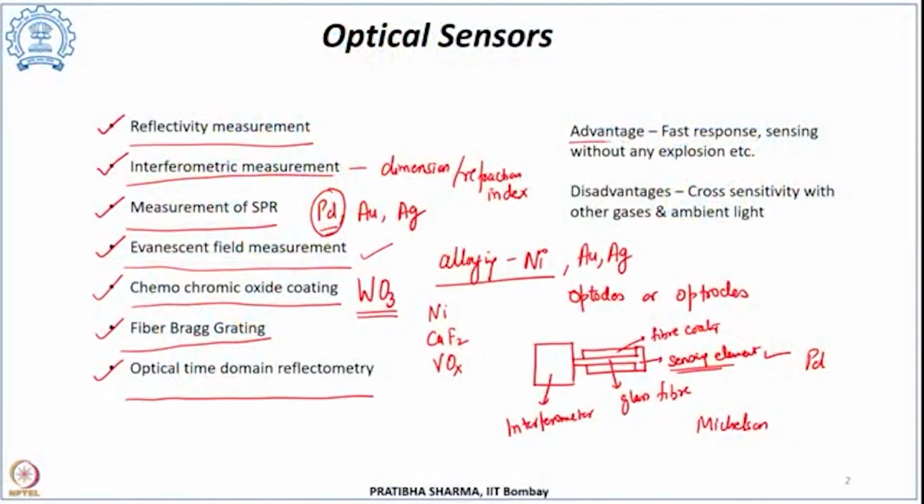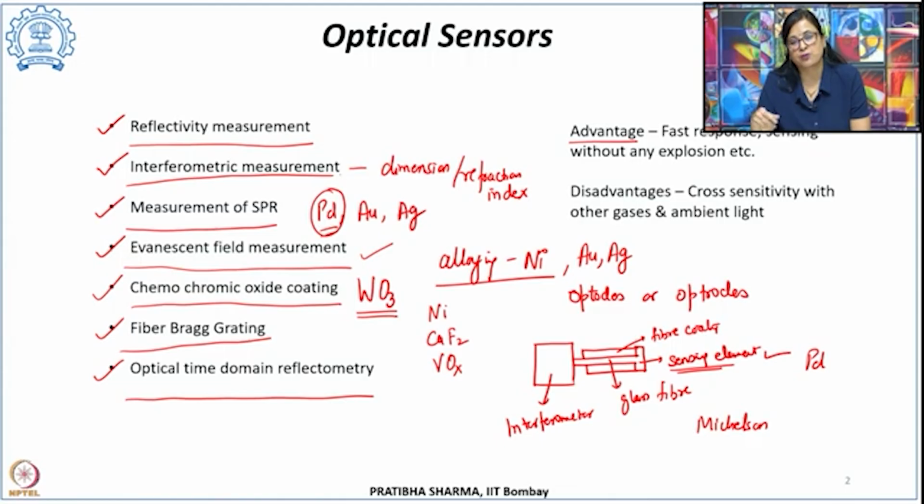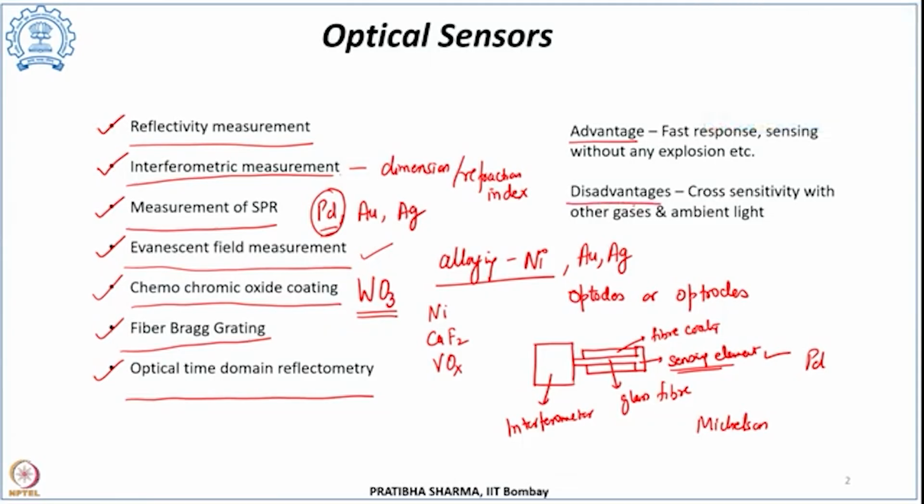They have certain advantages, like they have a faster response, and they can be used without being exposed to oxidizers or electric current being passed through them, so there are fewer chances of explosions originating from the sensors. The disadvantage with these types of sensors is they have cross sensitivity. Cross sensitivity means signals from other gases or even from ambient light interfere with the detection of hydrogen.